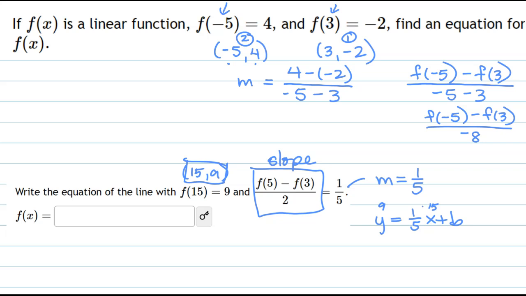And if you plug those in, you should be able to solve to find your b. And then that's the equation you're going to give as your answer to this one.